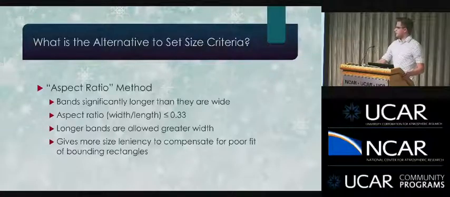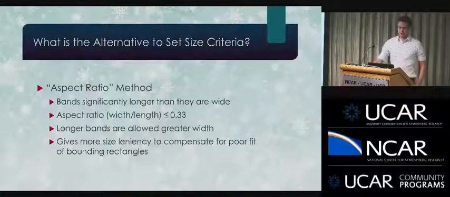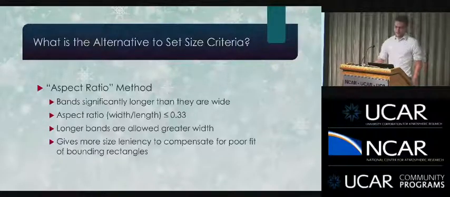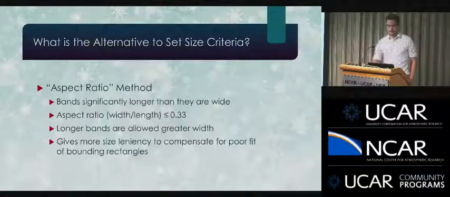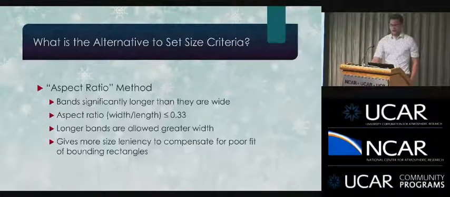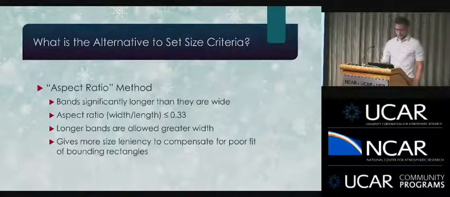So what is the alternative now to using a set size criterion? Instead of using that 20 to 100 kilometer width criterion, what can we use instead? We decided to use an aspect ratio method, which has some precedent in literature. Basically, it just says that bands need to be significantly longer than they are wide. So we used an aspect ratio, or a width divided by the length, of less than or equal to 0.33. So basically, it's 3 times as long as it is wide. This means that longer bands are allowed to have a greater width, which I think makes sense intuitively. And it gives more size leniency to compensate for sometimes poor fits of bounding rectangles.